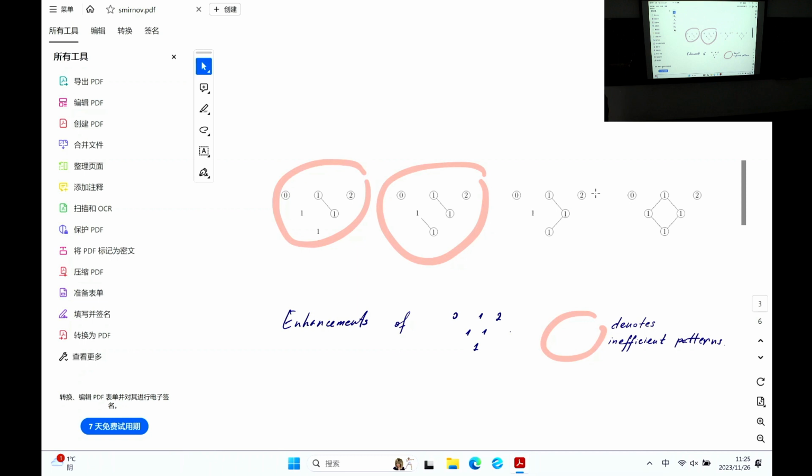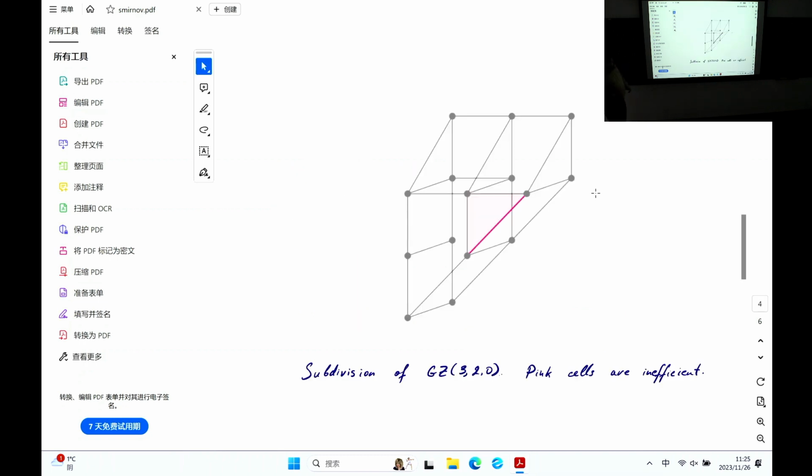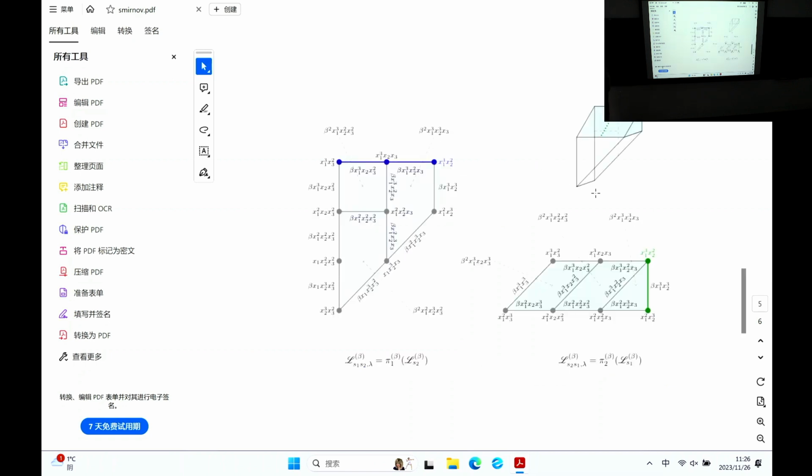Let me skip it. And this is the first example, an interesting example of a subdivision of the Gelfand-Zetlin polytope. There are no unit cubes here, but it is too small. This pink one and this gray one are inefficient, and the others correspond to monomials. And let me show you, not to make this picture too bulky.